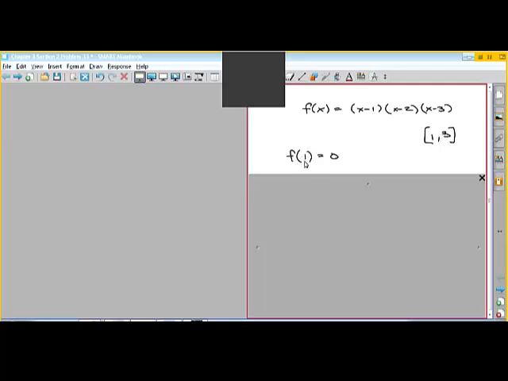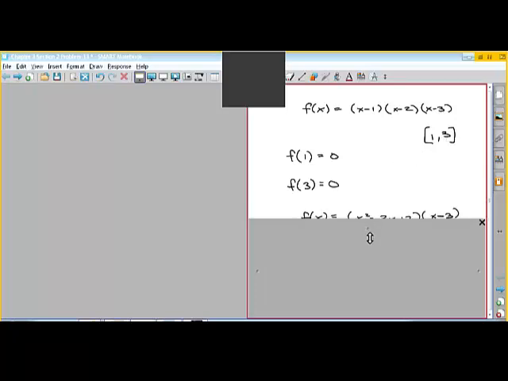So if you plug in f of 1, you'll see this term goes to 0, and if you plug in 3, this one will go to 0. So they're both equal to 0. You could plug that in, but you'll find this one's 0 and this one's 0 for the two cases. So that's true. The function at the beginning of the interval is equal to the function at the end of the interval.